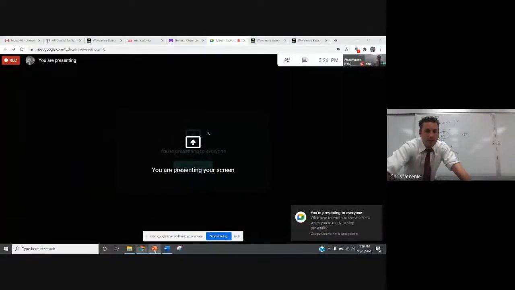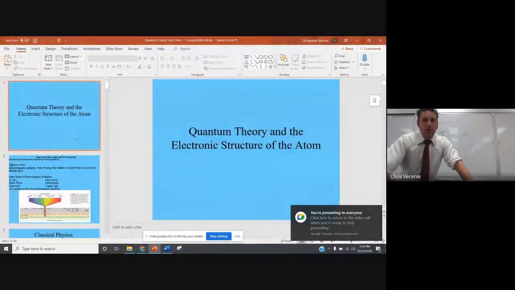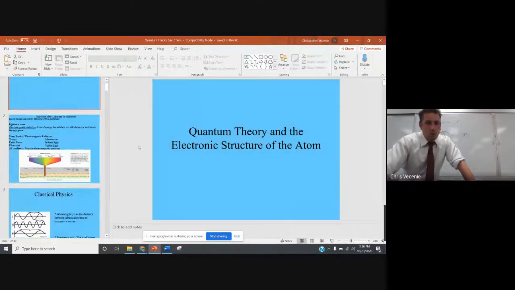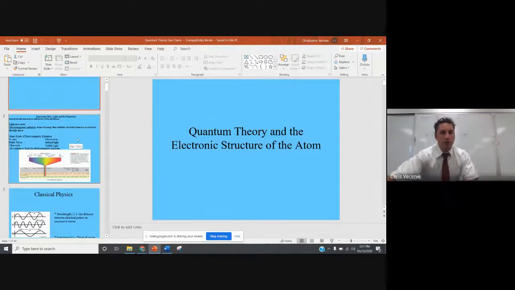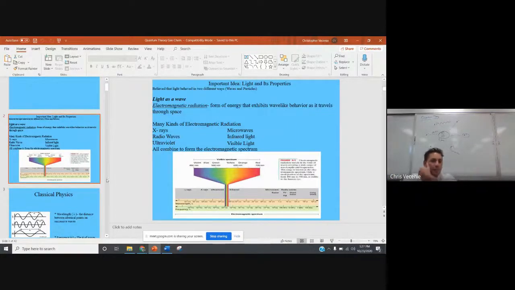All right, and we dove into this and we said, okay, we have got quantum theory and electronic structure. And the idea that we went with here is that a lot of substances can move like waves. Light is one of them. They give it a fancy name. It's called electromagnetic radiation, the thing you see right there. Electromagnetic radiation is just a fancy name for energy that moves like a wave.